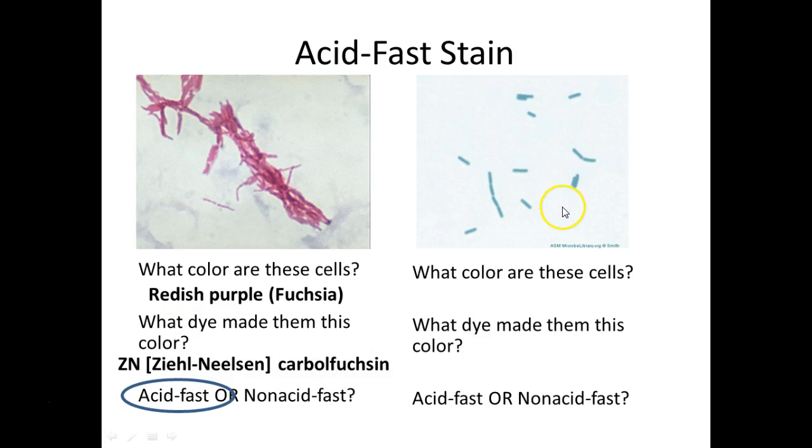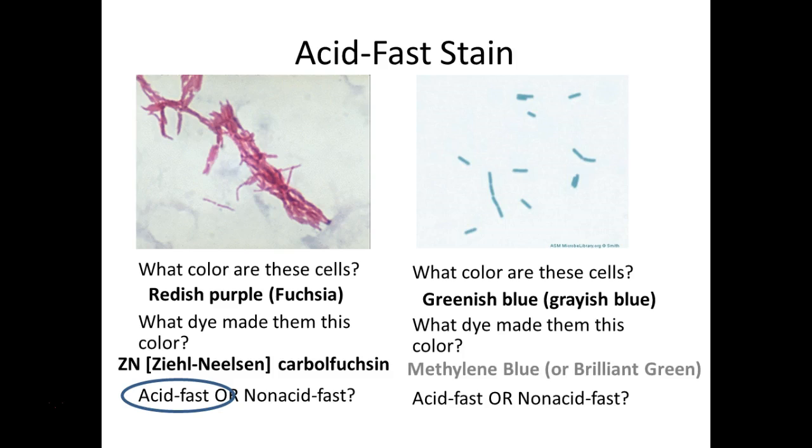What color are these cells? Kind of bluish gray, right? Or sometimes a greenish blue or a grayish blue. Depends on which counterstain you use. And obviously you're going to want to use some stain that doesn't look like the carbolfuchsin. So we're not going to use a red stain. We're not going to use a purple stain as a counterstain because we might confuse that with being acid fast. So a lot of the different stains that we use are a bluish or greenish stain.